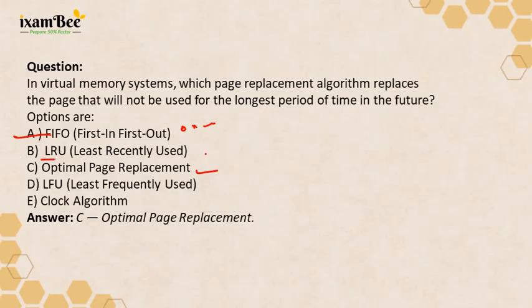LRU will replace the page that was least recently used in the past. The LFU removes the least frequently used page. And the clock algorithm is a kind of approximation of LRU when we use the circular buffer.